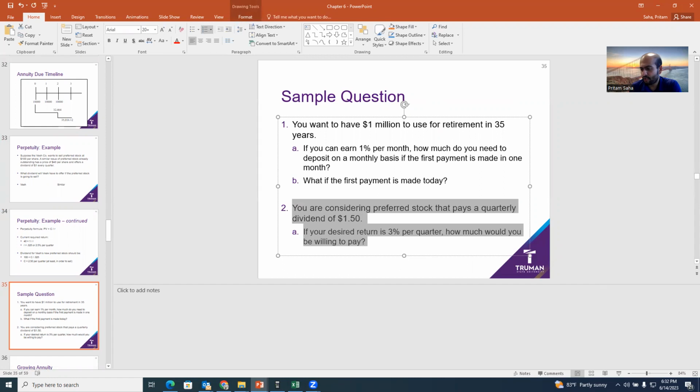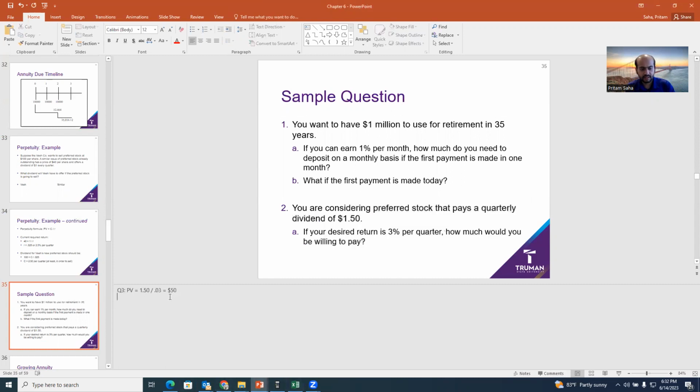Similar thing. Just practice on your own. I'm giving you the answer. These are not tough things. This is telling you we are considering a preferred stock that pays a quarterly dividend of $1.50. Okay, good. 3% per quarter is the required rate of return. What is the price today, or present value today? Very easy. Use the formula, plug in the information. That's it.